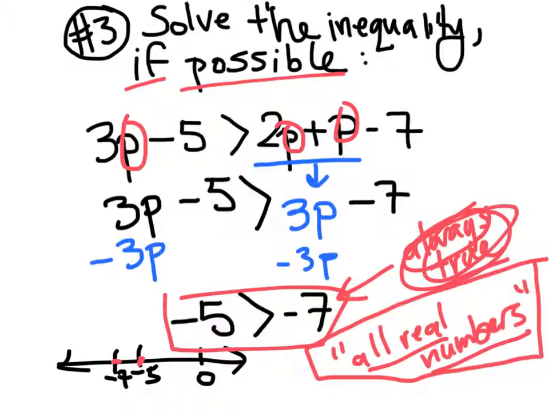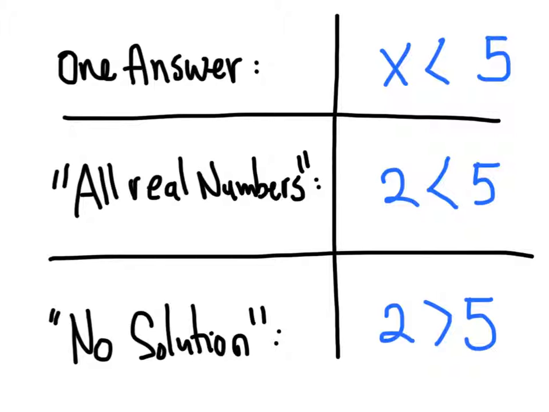Let's take a look at the other type of situation. So here's in general some notes for you. If you're solving the inequality and you get something like this, that means there is one answer and this is the answer. If you get something like this that is true, you would say all real numbers. And if you solve down and get something like this that is definitely not true, 2 is not greater than 5, you would say no solution.